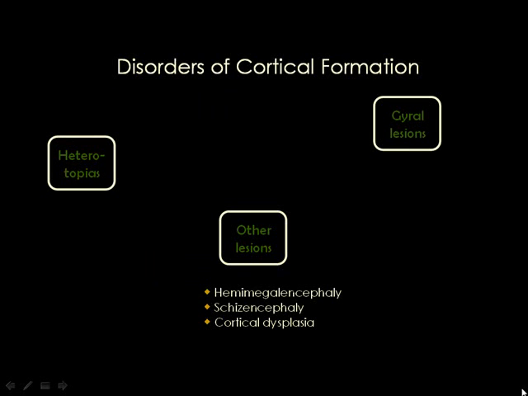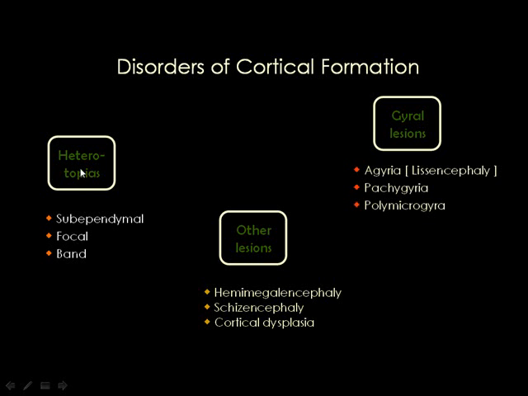This is my own classification just to remember these disorders in a simple way. Think about heterotopias, and you got in the heterotopias abnormal gray matter, the subependymal type, the focal type, and the band type. Then think of gyral abnormalities, including agyria, no gyri, smooth brain, lissencephaly, pachygyria, or very thick, short, broad gyri, polymicrogyria, too numerous gyri with too many sulci. Then other three abnormalities which are not included in these topics, including hemimegalencephaly, schizencephaly, and the cortical dysplasia.